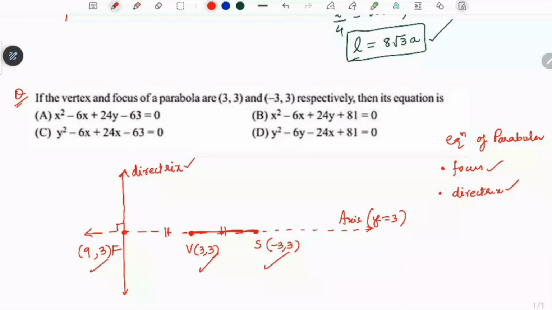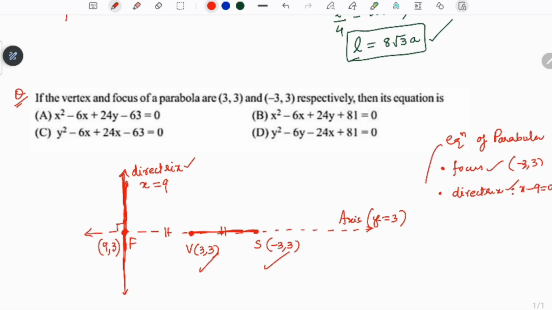So what would be equation of directrix? It should be a vertical line. So its equation will be x equal to constant. So it should be x equal to what? x equal to 9. x equal to 9. Because x coordinate of the foot is 9. So you got focus, which is (-3, 3), directrix, which is x is equal to 9, or x minus 9 is equal to 0.